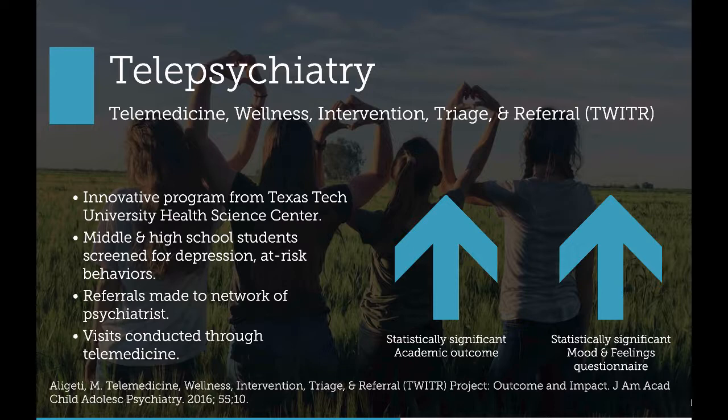Mental health professionals from Texas Tech visit the area, meet with students and their families as appropriate, and arrange for teleconsultations with networked psychiatrists. Students may be referred to inpatient treatment or seen through outpatient consultation. In a program evaluation published by Alleghetti and colleagues in the Journal of the American Academy for Child-Adolescent Psychiatry, researchers found that patients who received the intervention had statistically significant higher academic outcomes and also increased scores on the Mood and Feelings questionnaire administered throughout the program.